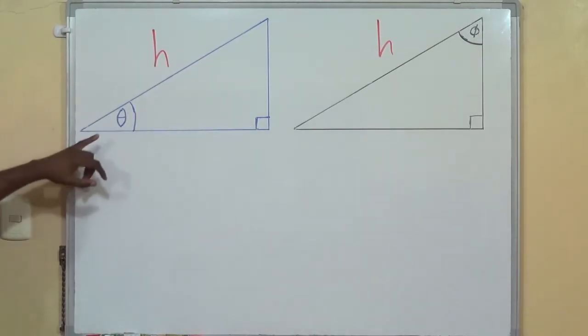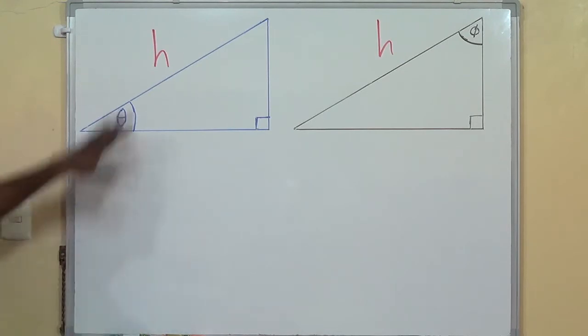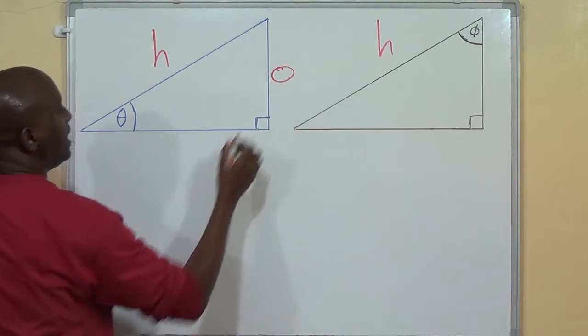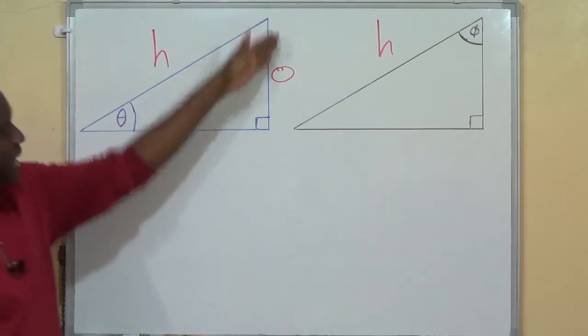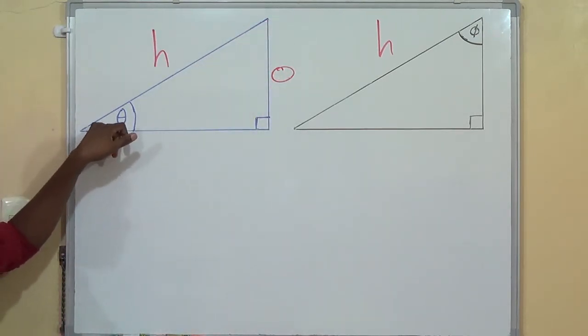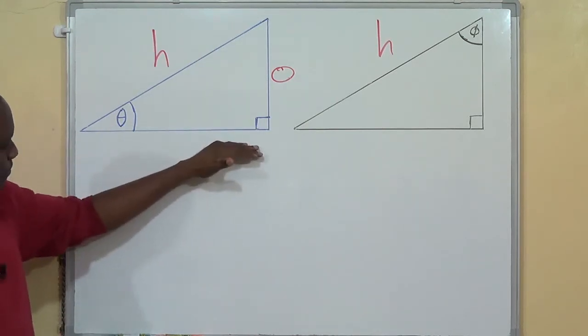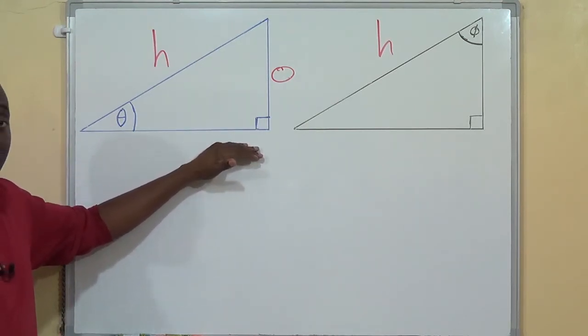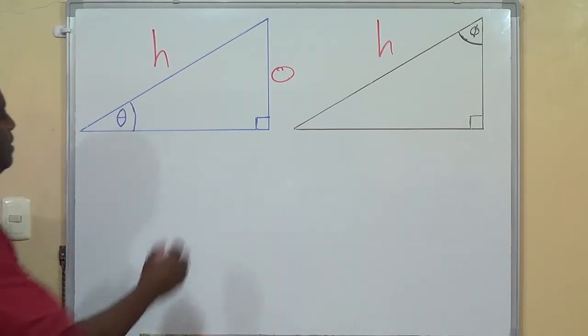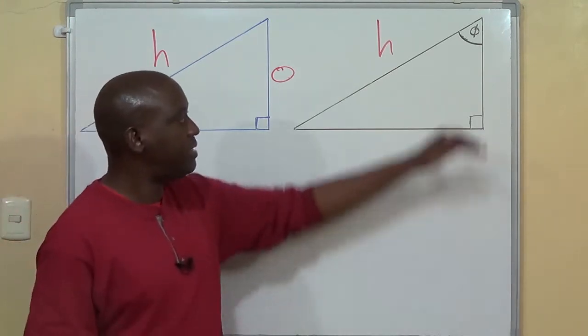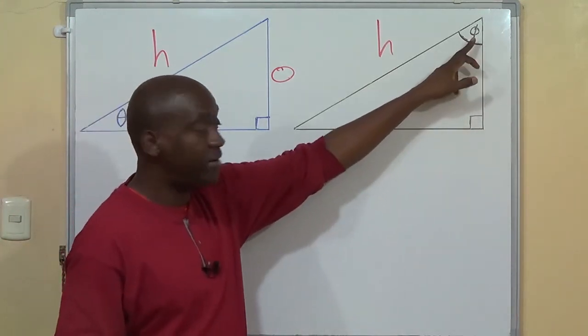So if my reference angle is here, then this being the hypotenuse, this side here will be the opposite side, meaning the side opposite the reference angle, or the leg opposite the reference angle. And then this side, because it is next to the reference angle or adjacent to the reference angle, this will be the adjacent side. On the other hand, same triangle, different reference angle.